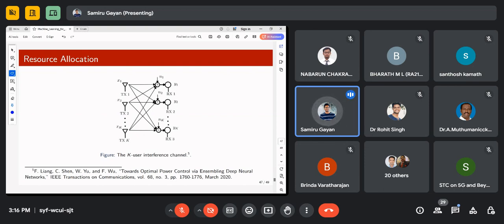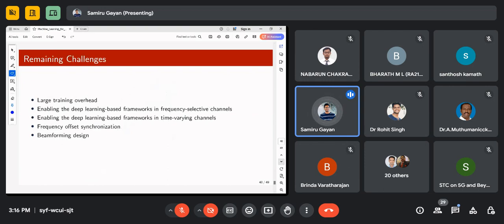Can we use machine learning to do this thing? That is another area of interest. There are a lot of challenges. There are places where you can apply machine learning in a communication setup, but a lot of challenges. Large training overhead is the main problem, because we have only a small amount of time as the coherent interval. We have to use that portion of the coherent interval.